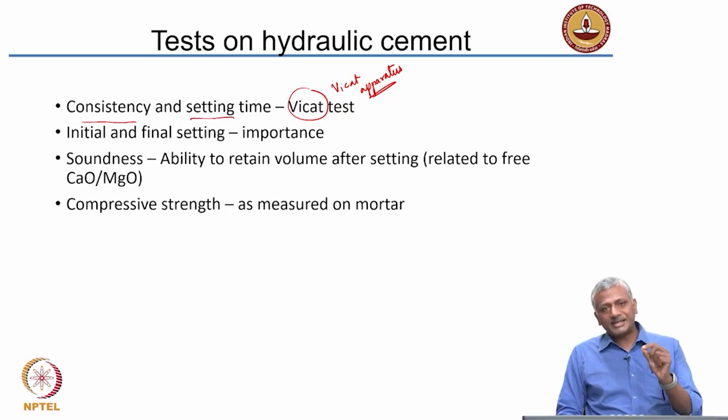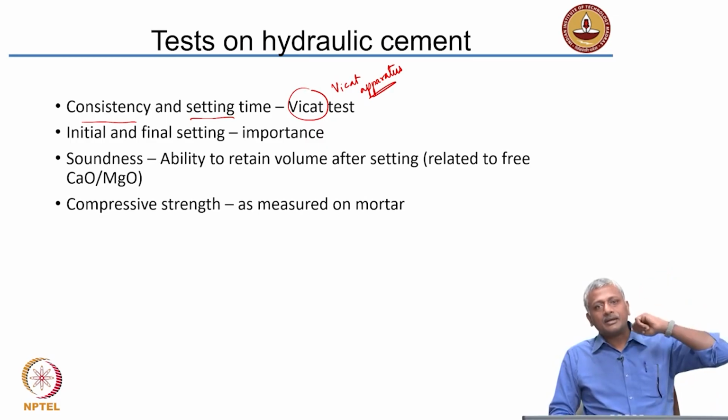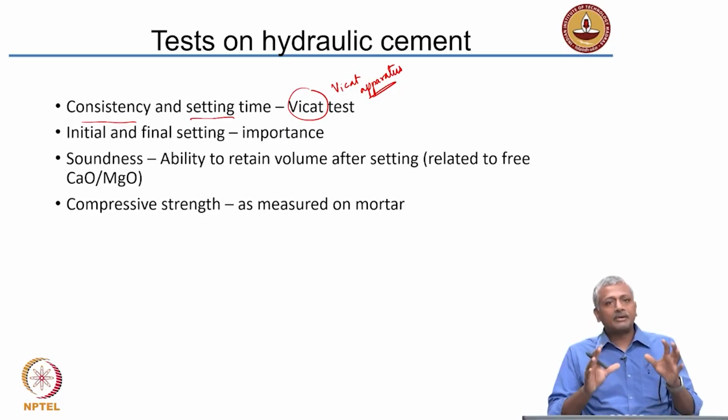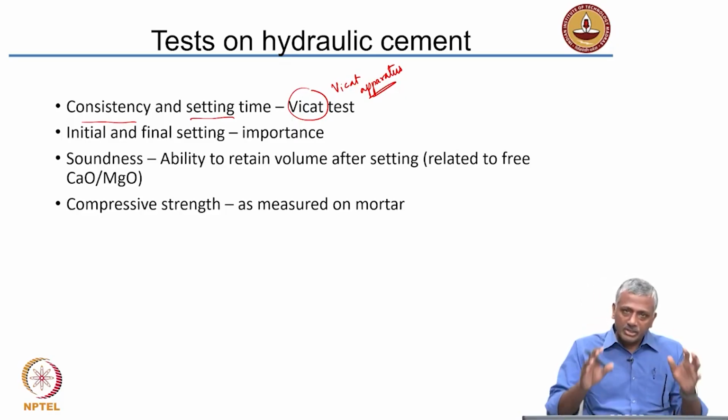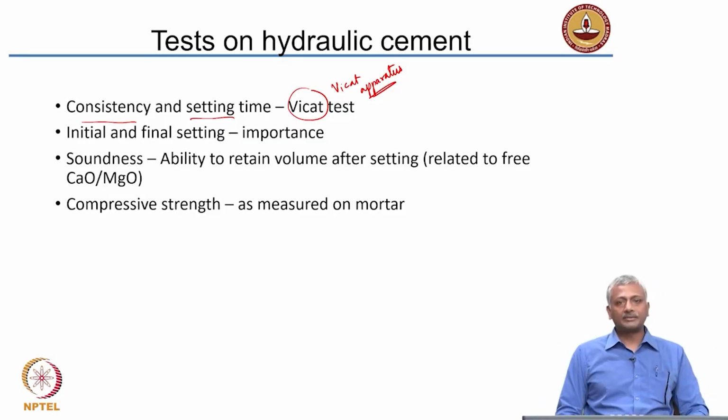Okay. So initial set basically is the point at which your concrete just starts to set. That means the reactions just gain in speed. And final setting is the point where the concrete has gained its shape or form and it's not going to change the shape or form beyond that. Okay. So initial set is the time available for you to work with the concrete.